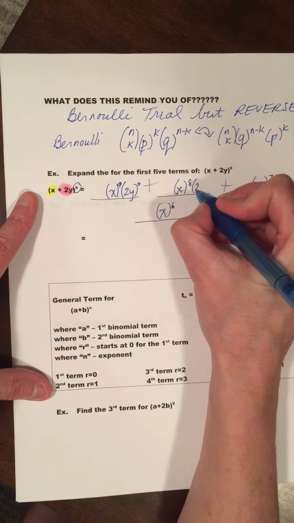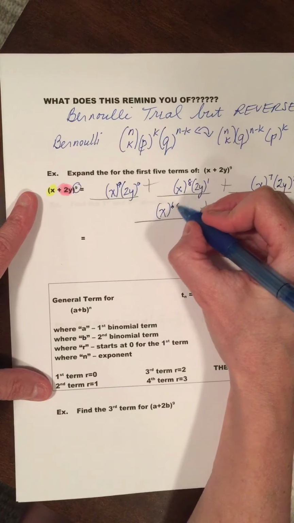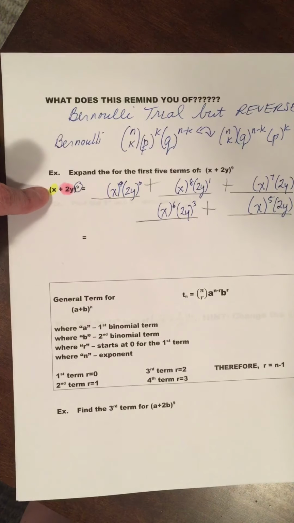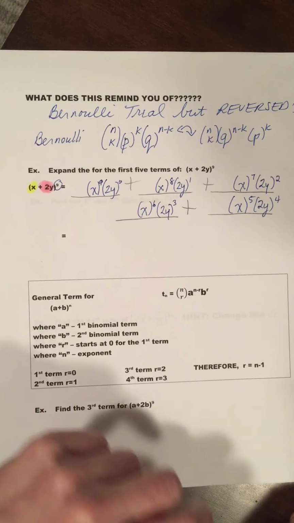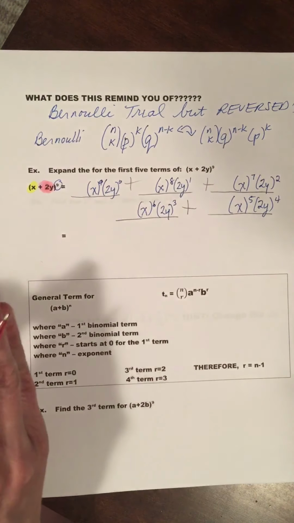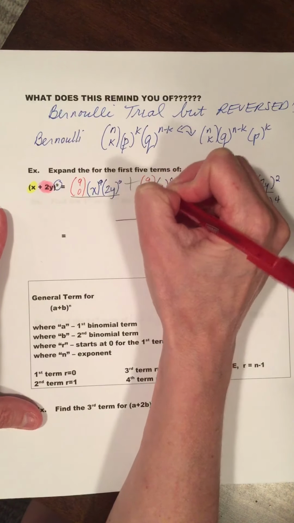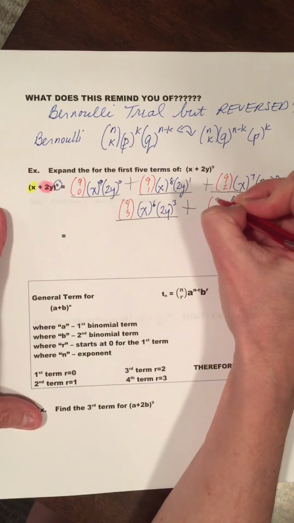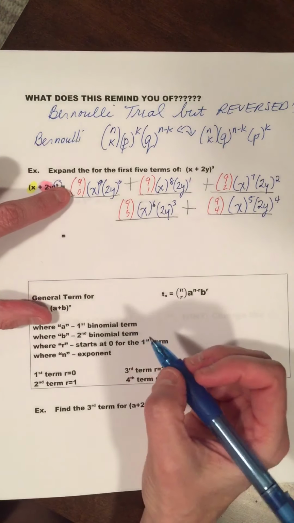2y to the 0, 2y to the 1, 2y squared, ascending order now, 2y cubed, 2y to the 4. So first term is descending order, second term is ascending order. Now, the numerical coefficients, we don't have to worry about Pascal's anymore. 9 choose 0, 9 choose 1, 9 choose 2, 9 choose 3, 9 choose 4. Beautiful. Let's clean everything up.